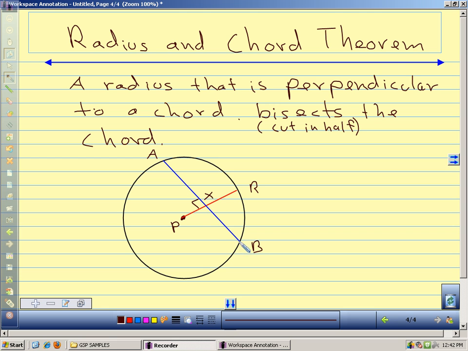So this tells us that AX and XB are the same. So segment PR bisects segment AB. And the other way of saying that is AX equals XB. Those lengths are the same. Any ideas how we might go about proving the radius and chord theorem?